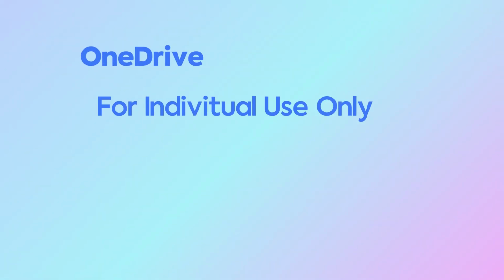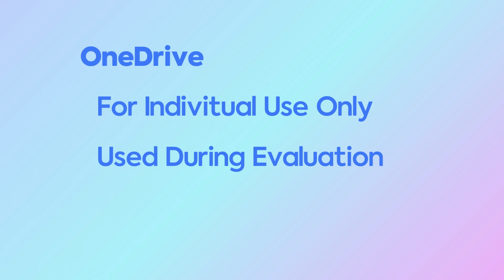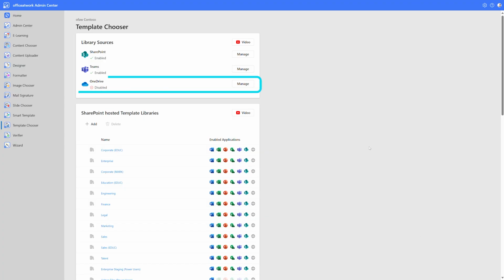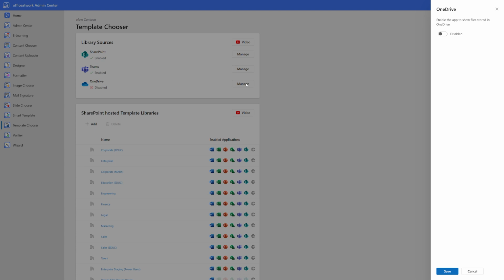The OneDrive library source is for individual use only and mostly used during the evaluation of the Office at Work app. Almost all customers disable this source as they do not want individuals to store organizational resources in the user's personal OneDrive, especially as assets in OneDrive-based libraries cannot be shared among users.